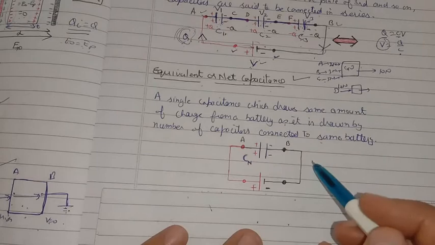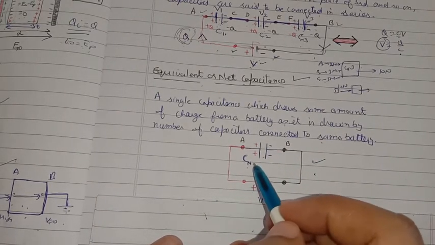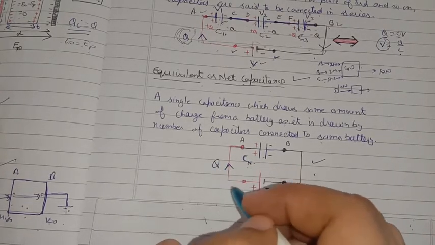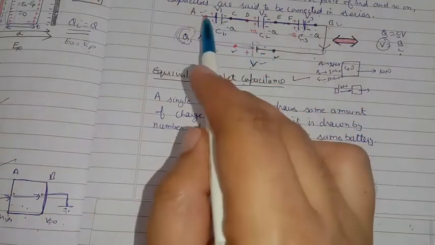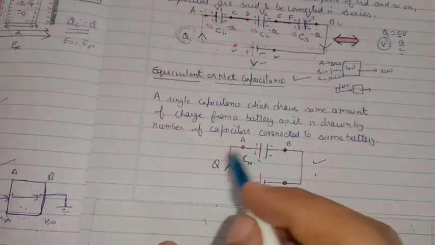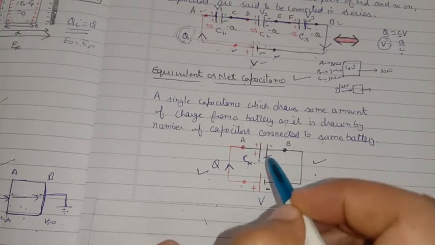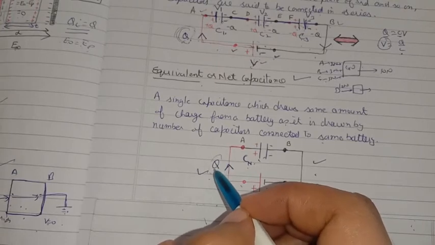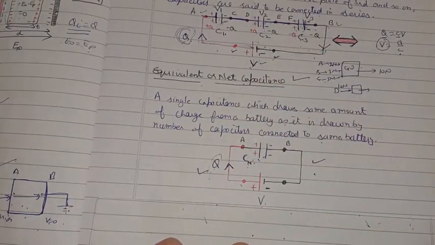That can be represented by this circuit where we have connected a single capacitor Cn, for net, connected to the same battery when it is drawing the same amount of the charge. So Cn, remember, will be equivalent of C1, C2 and C3 only when it is connected to the same battery and is able to extract the same charge Q. If this value of Cn connected to the same battery V is not able to extract the charge Q, then Cn will not be the equivalent capacitance of C1, C2 and C3.